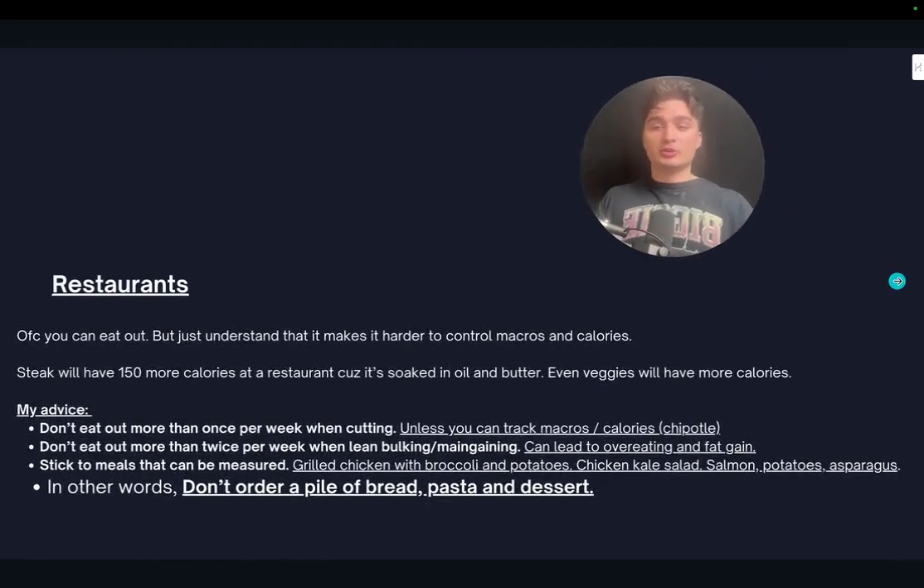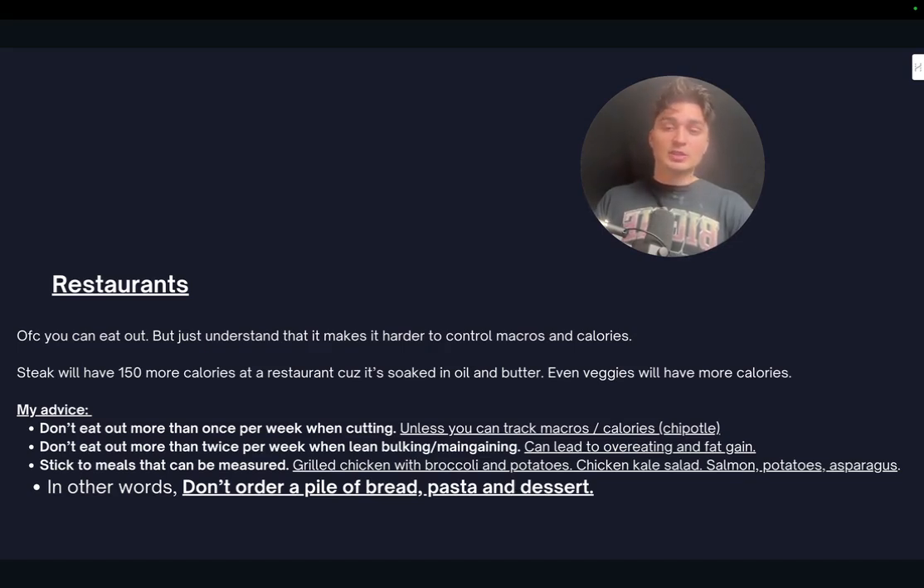So, restaurants, of course, you can eat out. You can go out to restaurants. Perfectly fine. You don't have to get anxious about that. You don't have to worry about that. But just understand that it makes it harder to control your macros and calories, obviously, because not all restaurants list the corresponding calories and macros next to the item on the menu, right? Steak, typically at restaurants, will have 150 more calories than if you were to cook it at home because it's soaked in oil and butter. Even vegetables will have more calories at restaurants, okay?